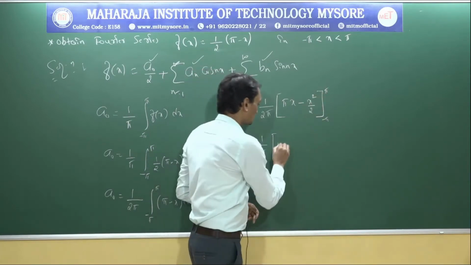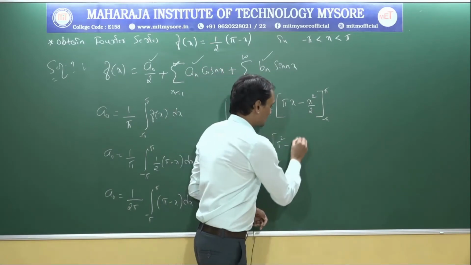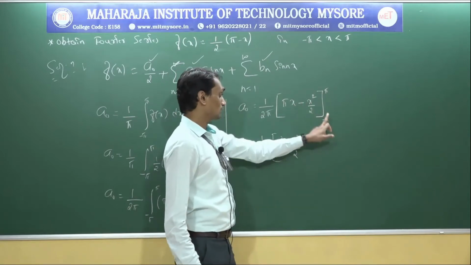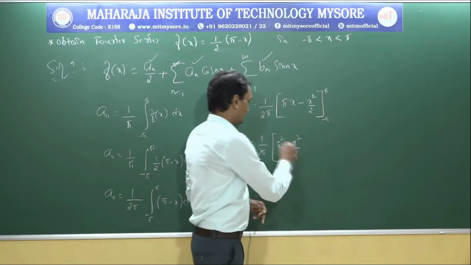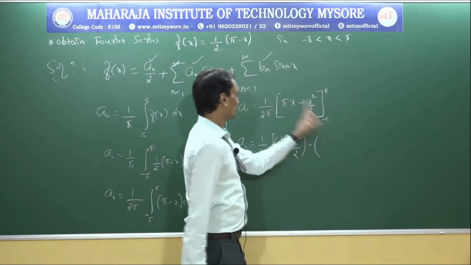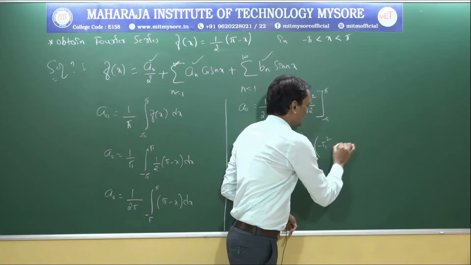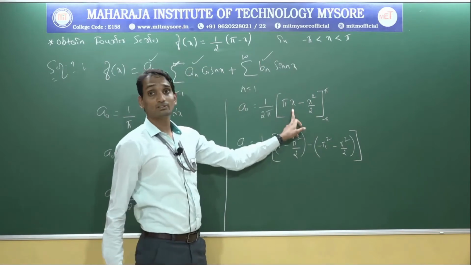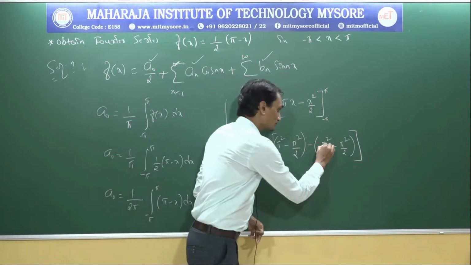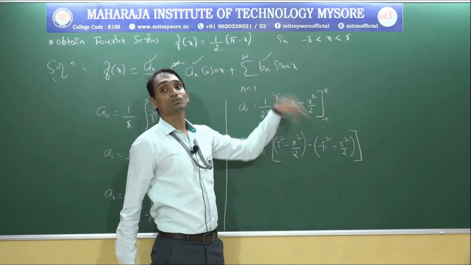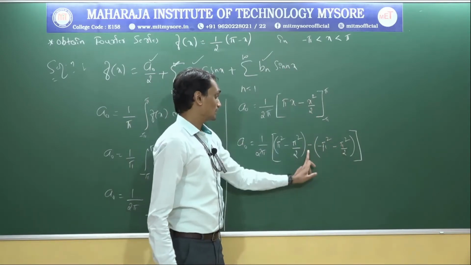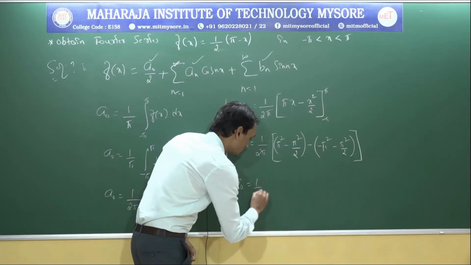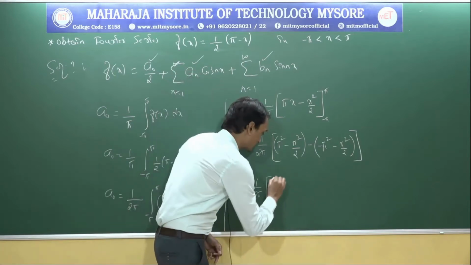If I substitute pi, this becomes pi into pi, that is pi square, minus pi square by 2. If I substitute minus pi, minus of (pi into minus pi, that is minus pi square, minus pi square by 2), where minus pi the whole square is pi square. So the second integration value is subtracted. So a naught equals 1 by 2 pi, bracket. Now I will go for the simplification.